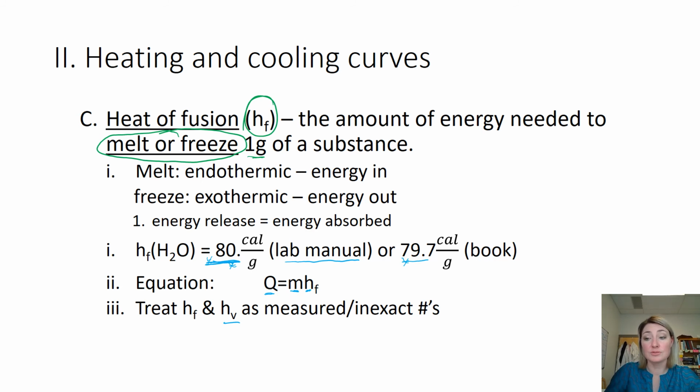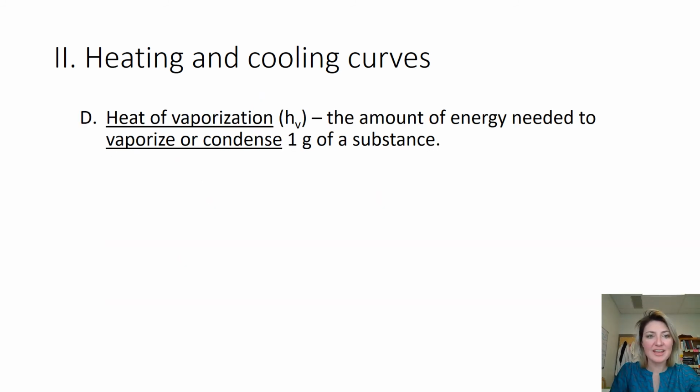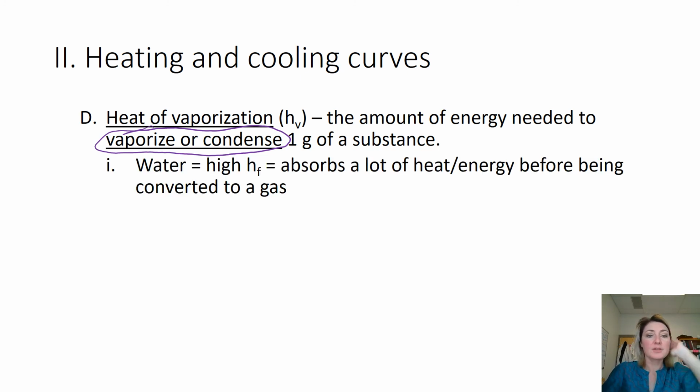All right, heat of vaporization, or HV, is the amount of energy needed to vaporize or condense 1 gram of a substance. And again, just like with heat of fusion, you have these two keywords. Anytime a problem says vaporize or condense, that's a change of state. We're going to use a heat of vaporization calculation for this. So water has a really high heat of fusion and a high heat of vaporization, meaning it can absorb a lot of heat or energy before it is converted to a gas.